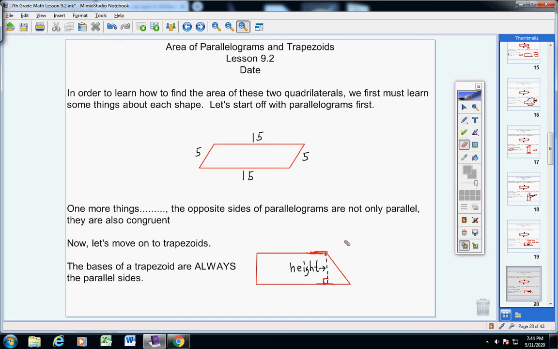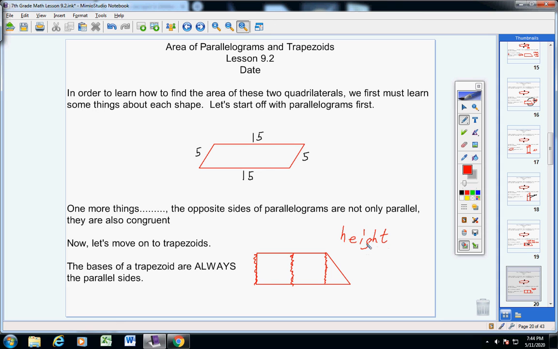Or you could say the height is right here, as long as it connects your two bases and has a right angle. Because, guys, you're smart students, you understand this. I mean, is not this length here the same length as this length here, which is the same as this length here? Sure it is. So any of those can be your height, okay?